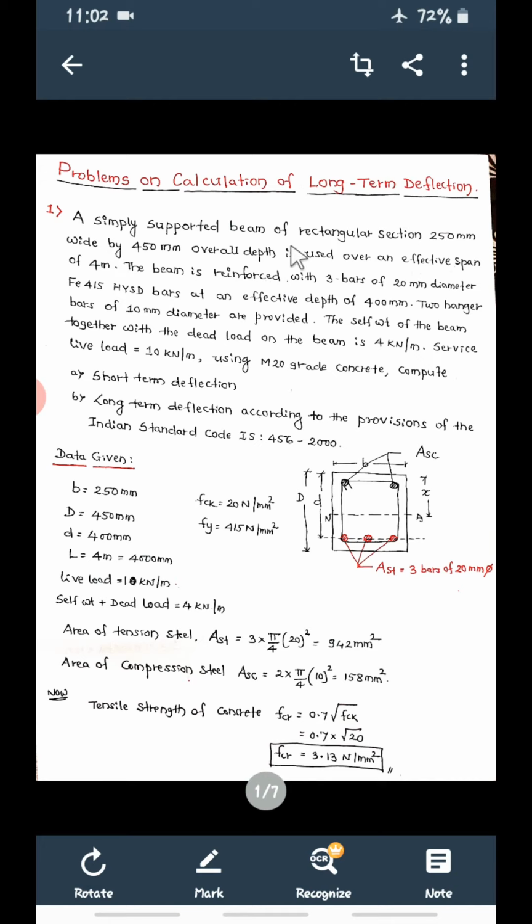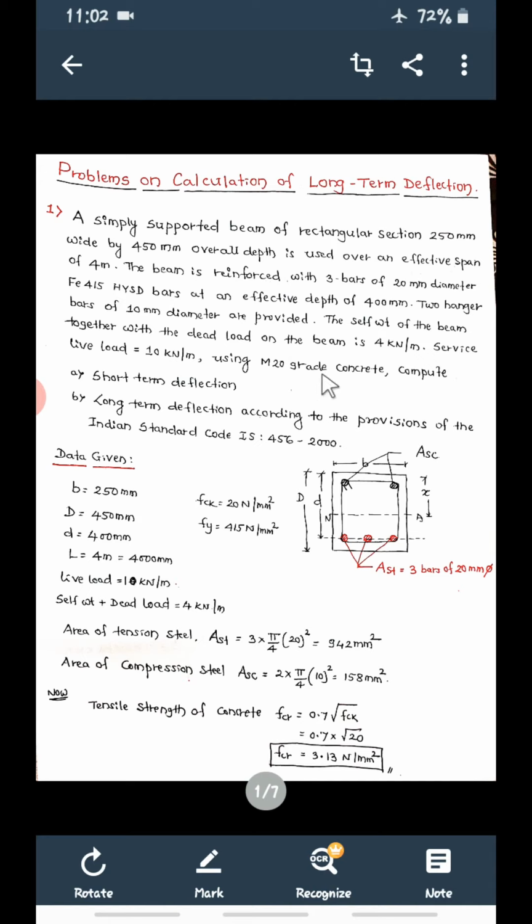A simply supported beam of rectangular section 250 mm wide by 450 mm overall depth is used over an effective span of 4 meter. The beam is reinforced with 3 bars of 20 mm diameter Fe415 HYSD bars at an effective depth of 400 mm. Two hanger bars of 10 mm diameter are provided. The self weight of the beam together with dead load on the beam is 4 kilonewton per meter. Service live load 10 kilonewton per meter.